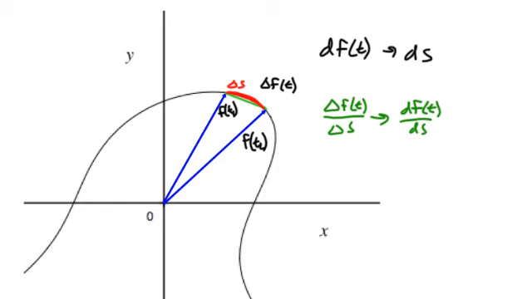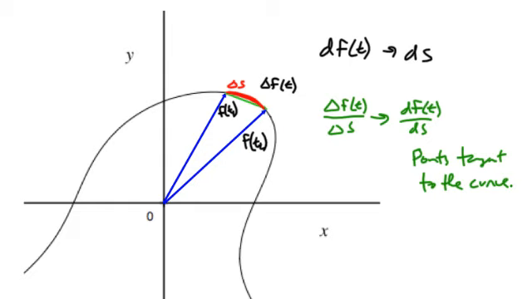Now the other thing we want to talk about is what direction this is going to point. You can see that it's almost already tangent, and as these points get closer and closer together, the vector connecting them gets closer and closer to tangent. So df ds is going to point tangent to the curve.